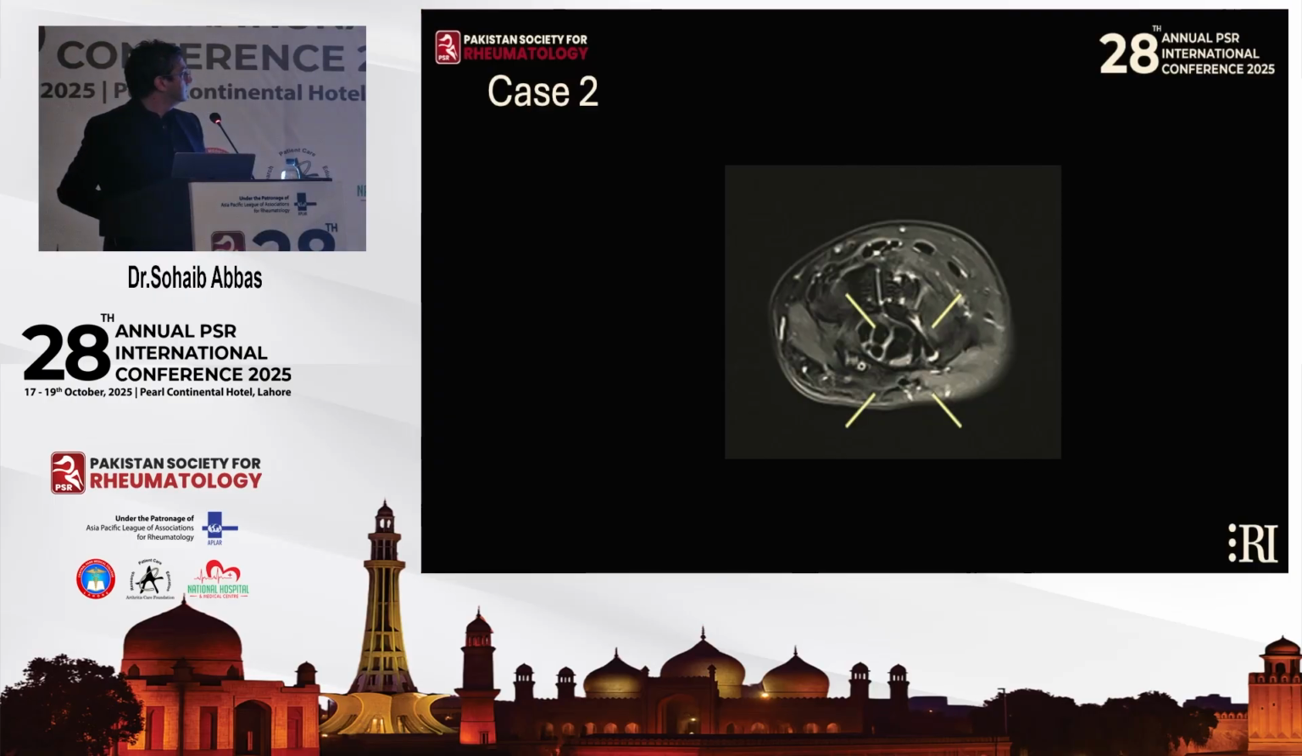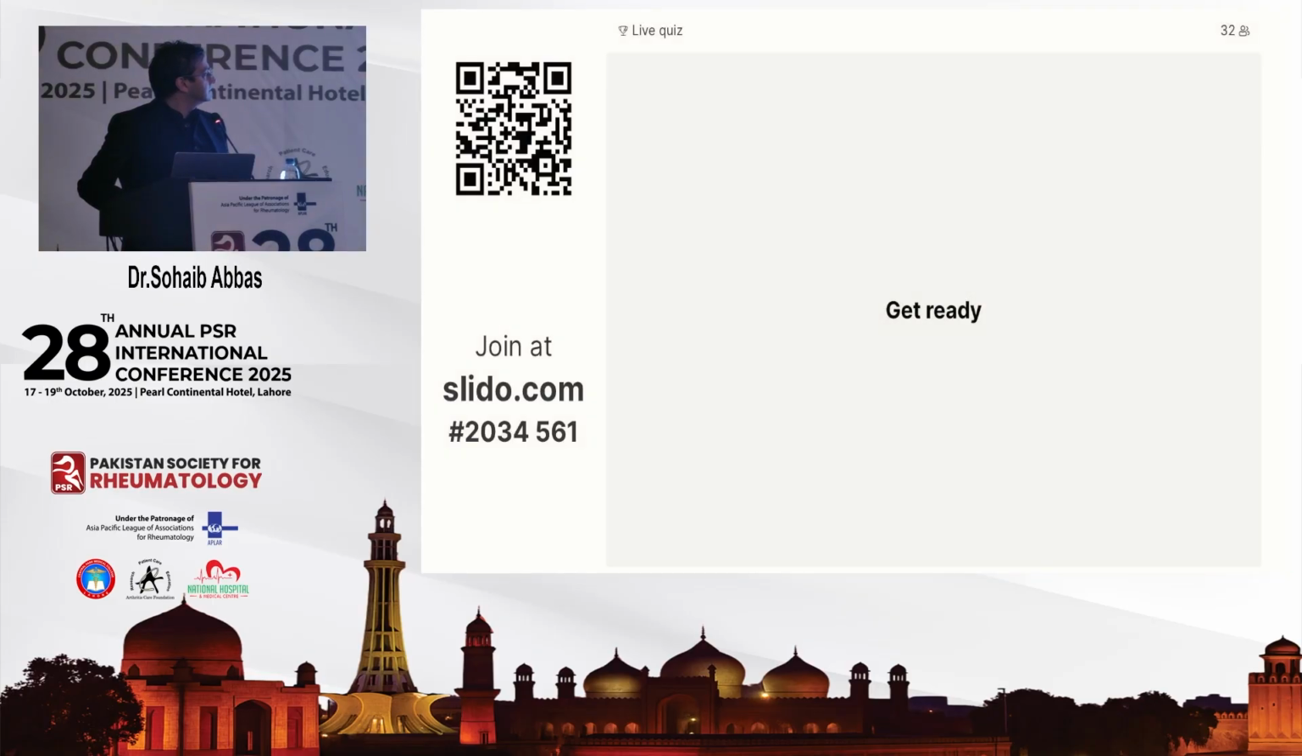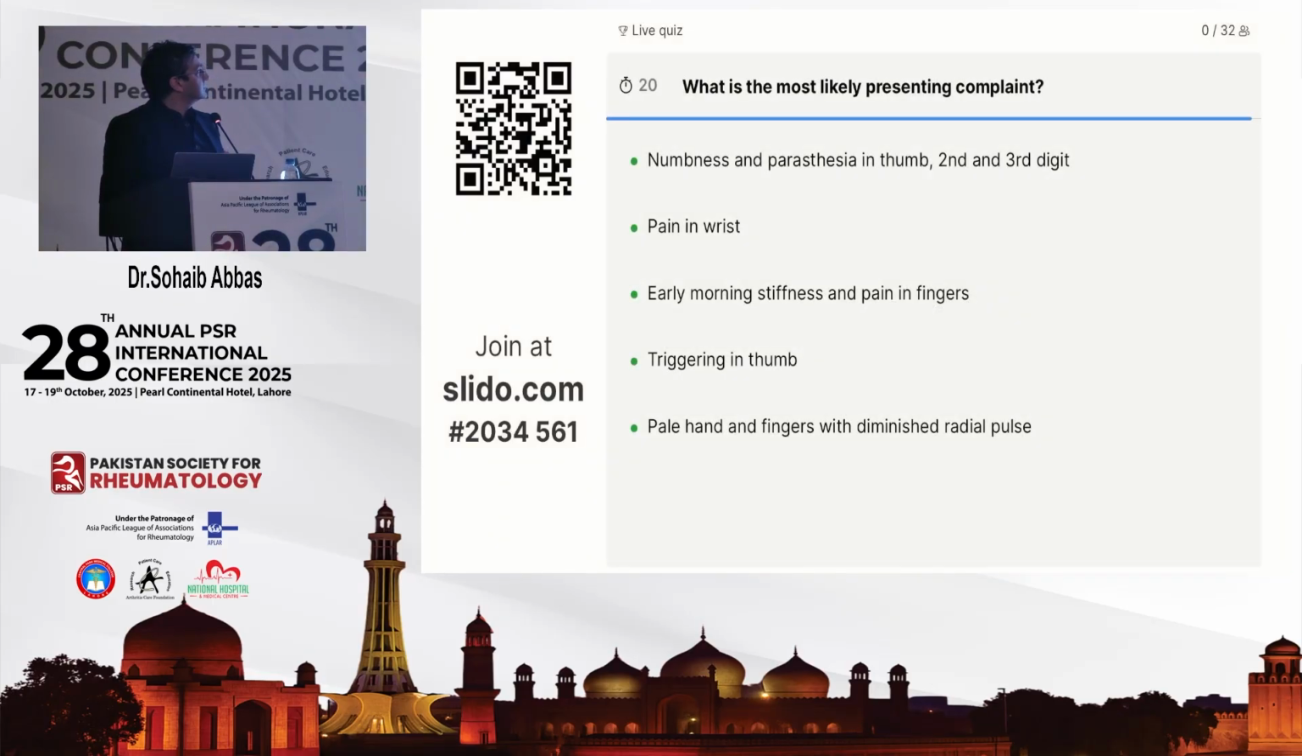Okay. Here we go. Anybody know what this is? It's a wrist. Okay, and the crosshair may give away something. This is a wrist. It's an axial wrist, and the question is, what is the most likely presenting complaint for this patient? So numbness and paresthesia, pain, early morning stiffness, triggering, or pale hands and fingers with diminished radial pulse.